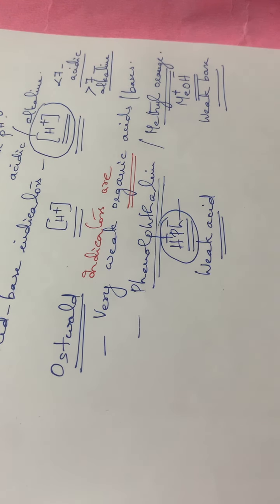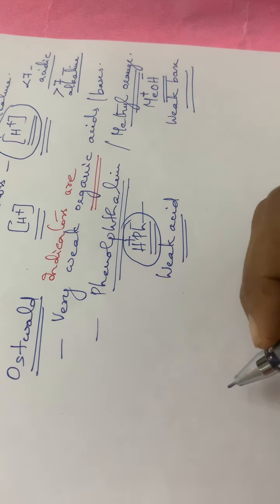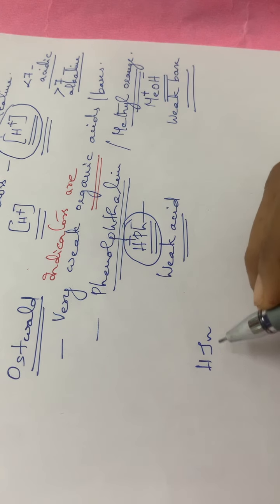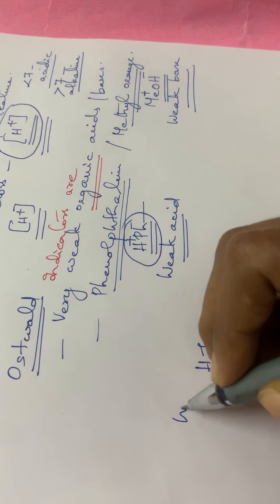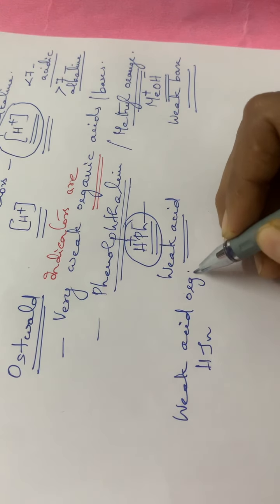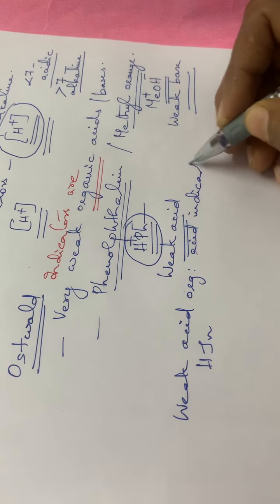So in general, we can write the basis of the theory, or we can write the indicator as HIn, if it is a weak organic acid indicator. If it is a weak organic acid indicator, then we can represent it as HIn.